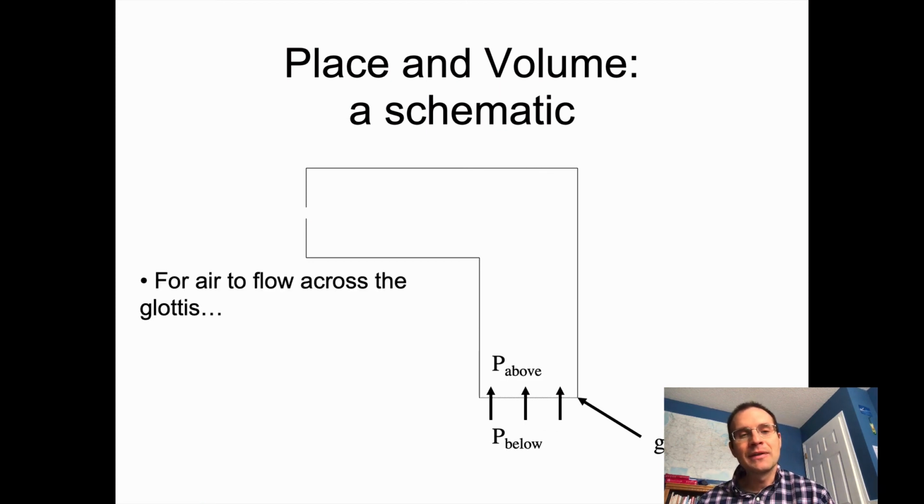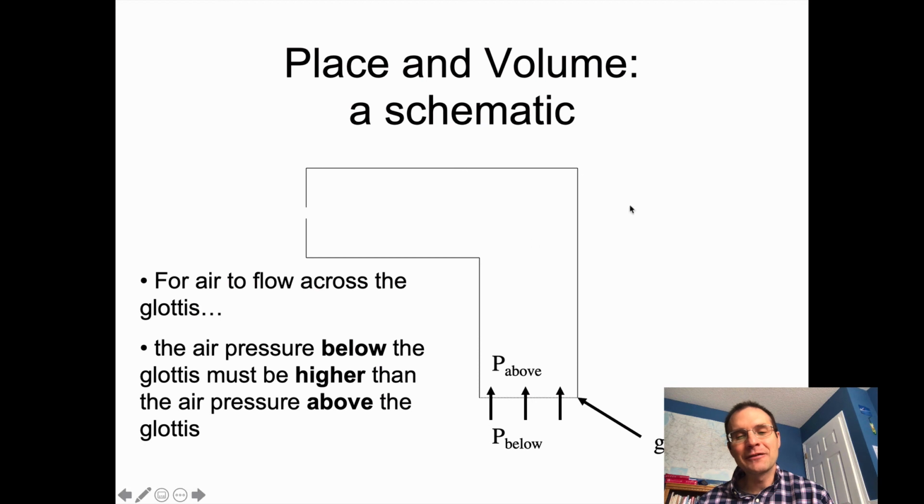Well, remember that anytime you have airflow, the air is going to be flowing from high pressure to lower pressure. So the air pressure below the glottis has to be higher than the air pressure above the glottis for there to be any kind of voicing. That's crucial, right? We start airflow by compressing our lungs. That increases air pressure down here.